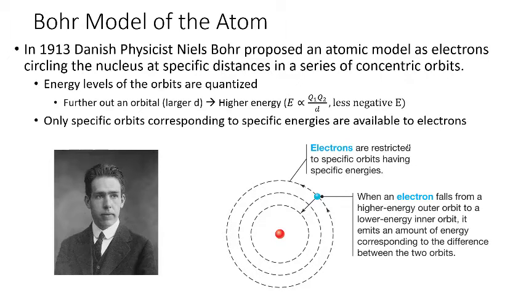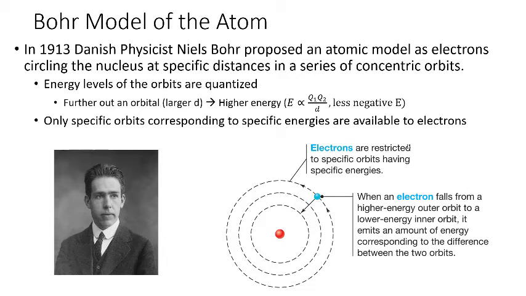Okay, so the idea of different quantized energy for electrons corresponds to the Bohr model of the atom. In 1913, the Danish physicist Niels Bohr proposed an atomic model as electrons circling the nucleus at specific distances in a series of concentric orbitals. The energy levels of the orbits are quantized. So the further you are out in an orbital, the larger the distance away, the higher the energy.